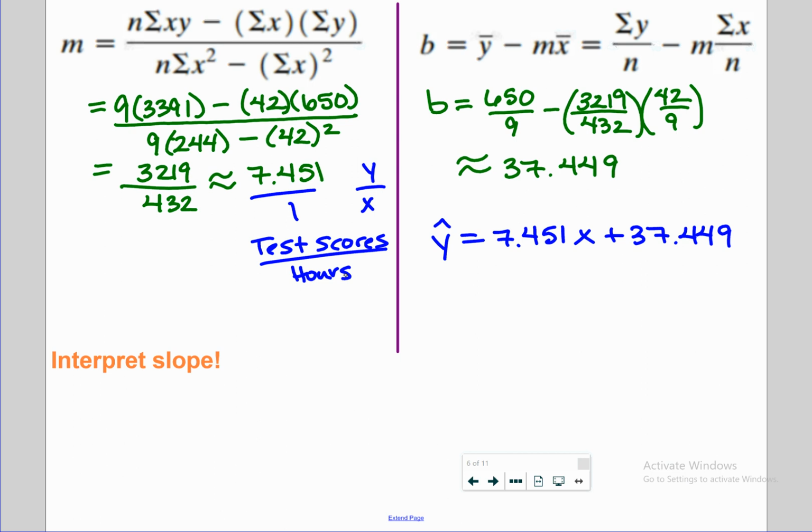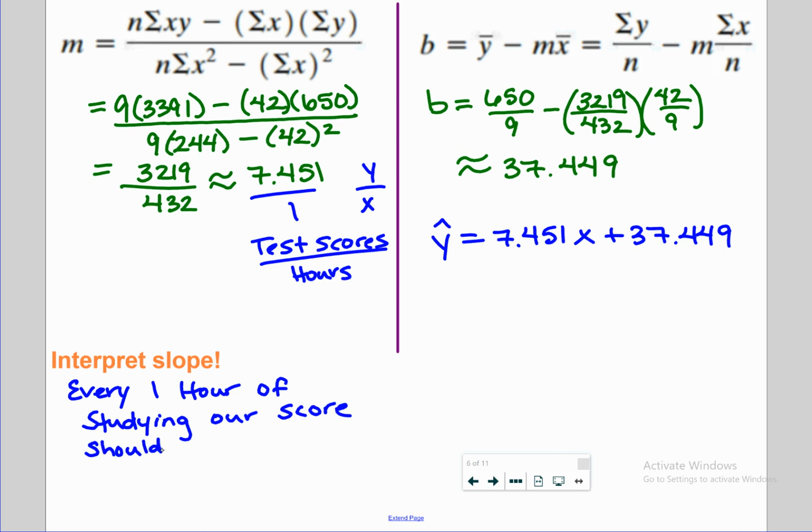So what does this mean? It means for every 1 hour of studying, our score should, and then this is where it matters if my slope is positive or negative, because my slope is positive, we're going to say increase by about, I'm going to say about 7, I'll just give the whole number, and I'm assuming it's percentages here.